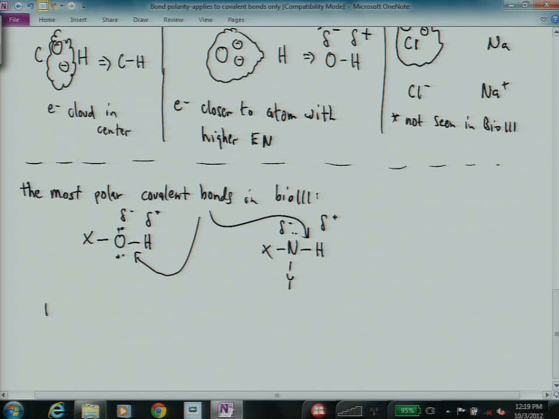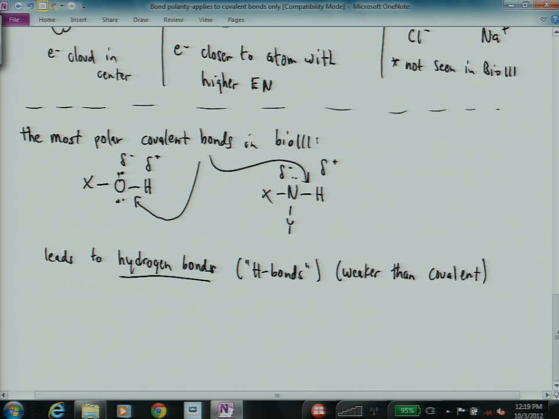That leads to hydrogen bonds. We call them H bonds for short, and they're weaker than covalent. They are non-covalent bonds, and they're weaker than covalent bonds. And just like all other bonds, they're based on unlike partial, in this case, charges attract. It's always plus and minus attract each other.